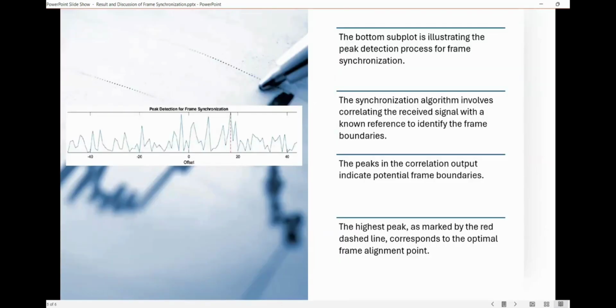And the last one, the bottom subplot, illustrates the peak detection process for frame synchronization. The synchronization algorithm involves correlating the received signal with a known reference to identify the frame boundaries. The peaks in the correlation output indicate potential frame boundaries. The highest peak, as marked by the red dashed line, corresponds to the optimal frame alignment point.